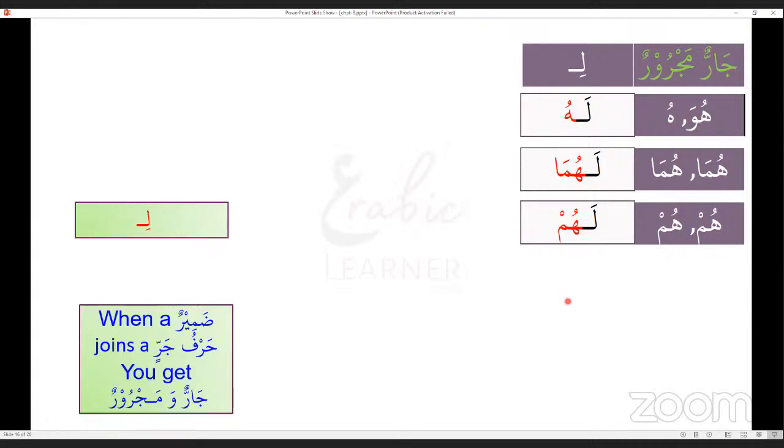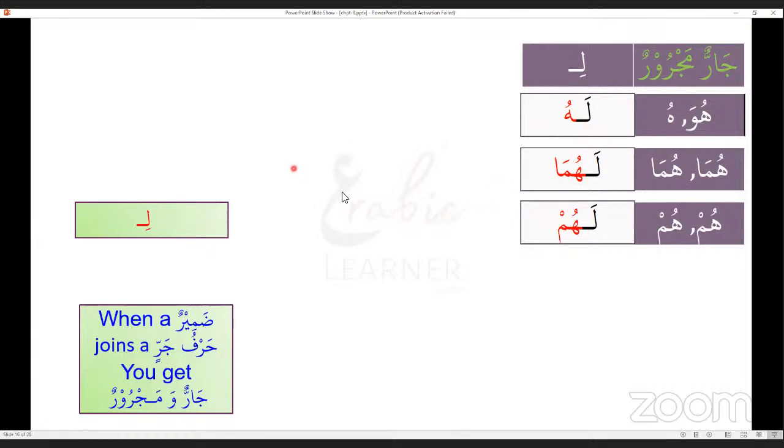Because it is awkward to say lihu, lihuma, lihum. The Arabs found it nicer to say lahu than lihu. So such signs change from time to time. Okay, but it is harfu jar.